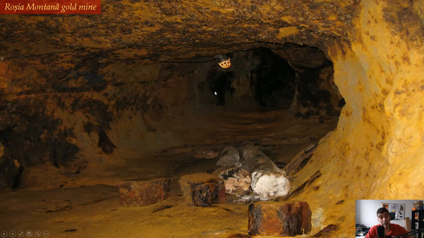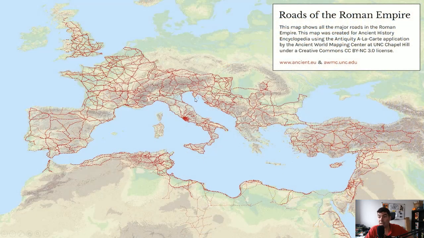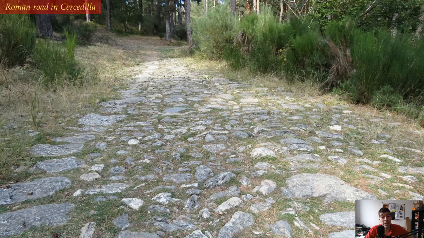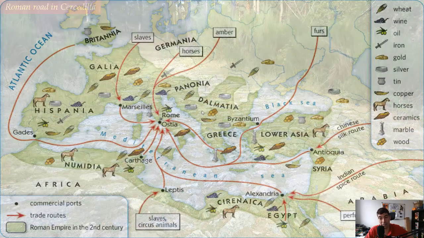This is a gold mine. The Romans also mined a lot of precious metals all over their territory. This is Roșia Montană, which is in Romania. And these are the roads, the network of roads in the Roman Empire. As you can see, they built a very, very extensive network of roads. And this is a Roman road nowadays in Cercedilla, very close to our location here in Madrid.